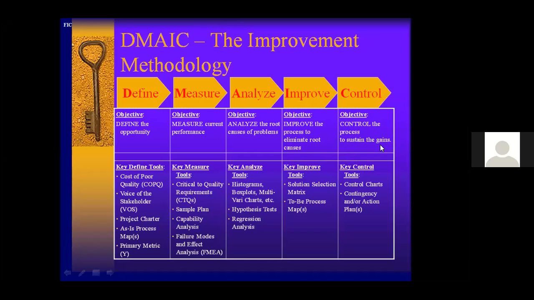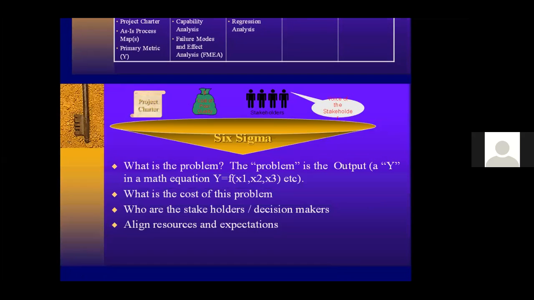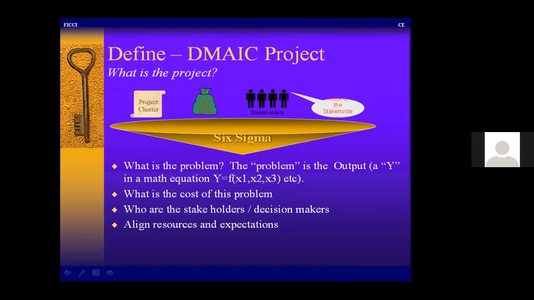Whatever gains we have suggested, they also should be sustained. And many tools are there. Contingency plans are there, action plans are there, control charts. These are all tools which help us do this process. Then define. What is the define phase?